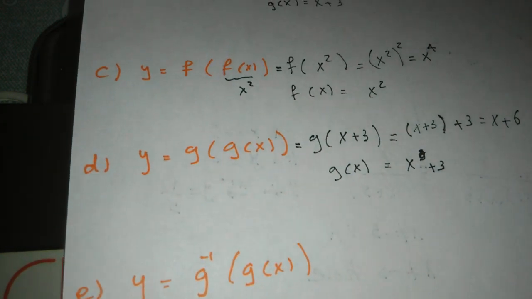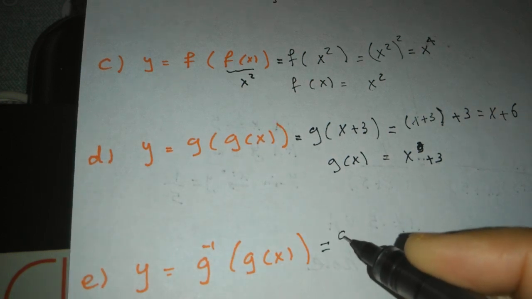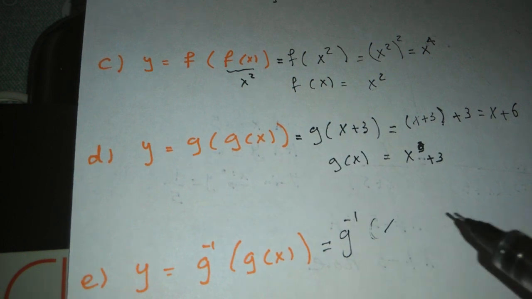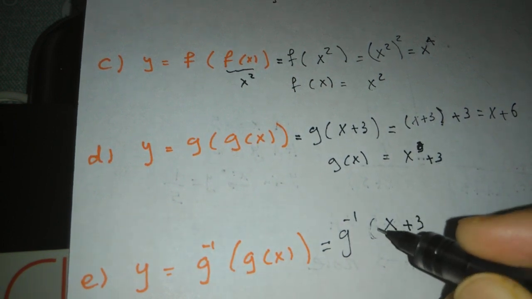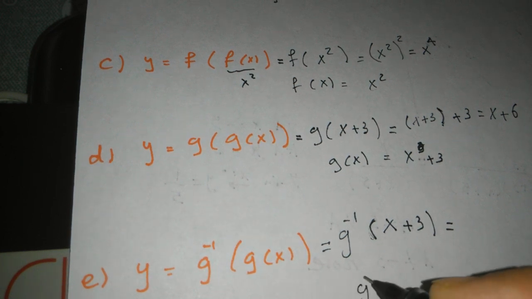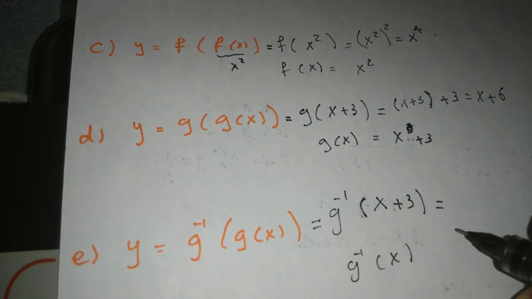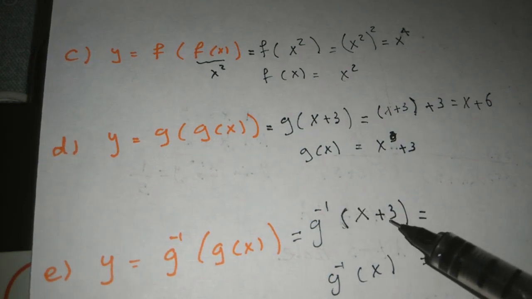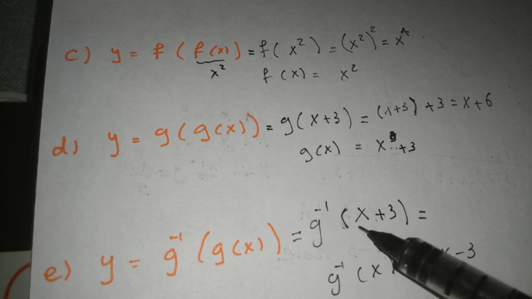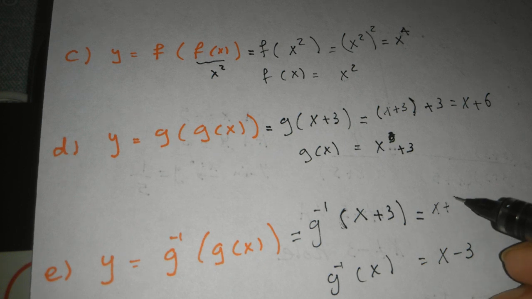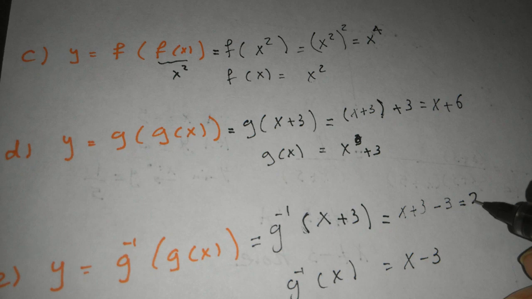So I'm coming here. g inverse of g of x was x plus 3. I got g inverse of x to be x minus 3. To find g inverse of x plus 3 means instead of the x, I substitute x plus 3. Instead of the x here, I put x plus 3, and I have this minus 3 there. So the answer is x.